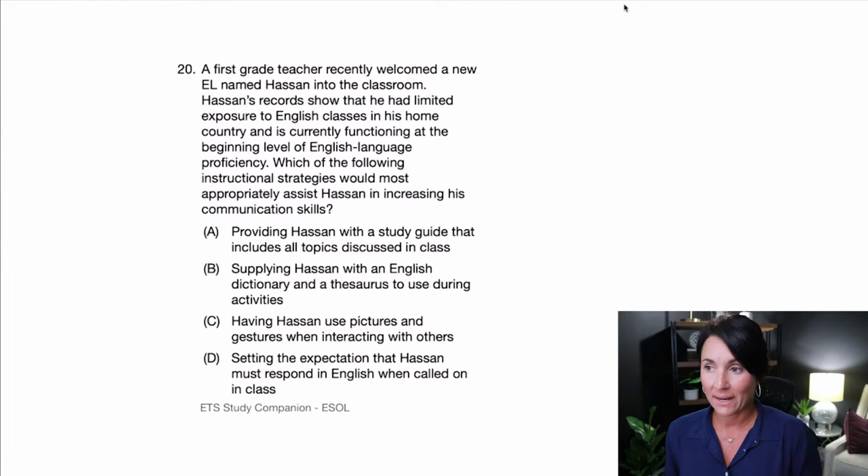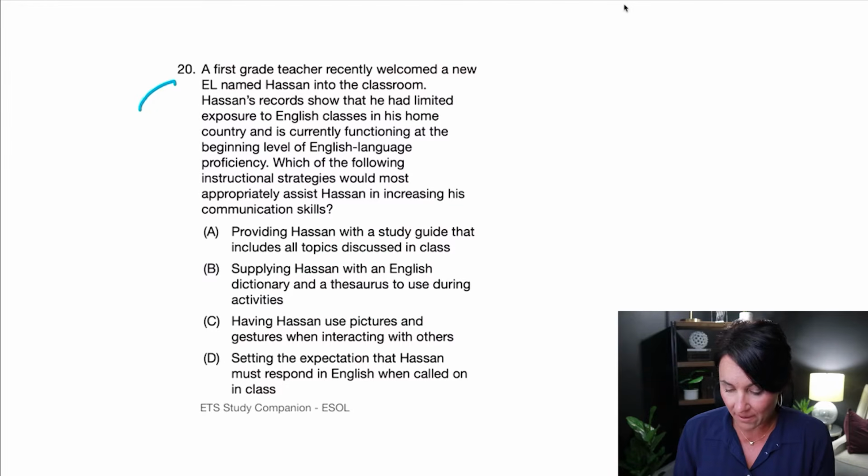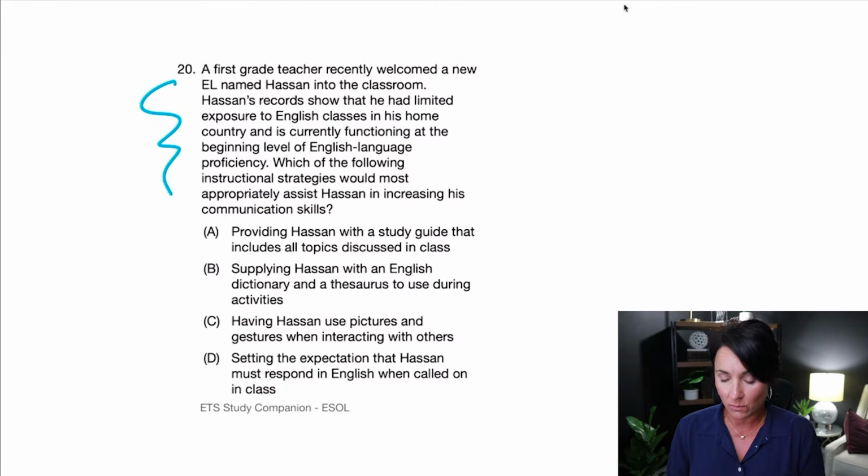All right, so number 20, you can see here that we have a pretty long scenario and then we have some pretty long answer choices. I'm going to start with the answer choices first so I can narrow some things down and reduce the amount that I have to read. Let's go with A. Provide Hassan with a study guide that includes all topics discussed in class. Now look, we have this all topics here. Remember what I say about strong language. You're going to provide him with a study guide on all topics discussed in class. Seems like a lot. I'm going to cross it off.